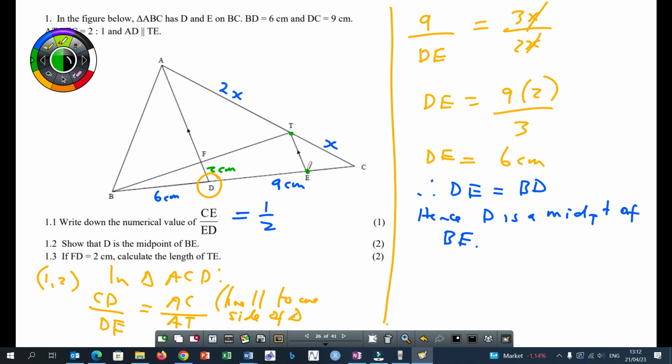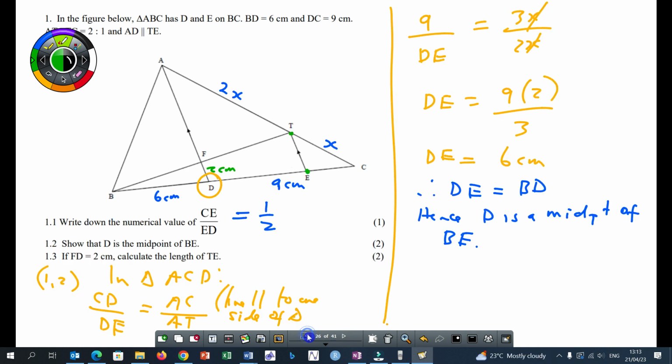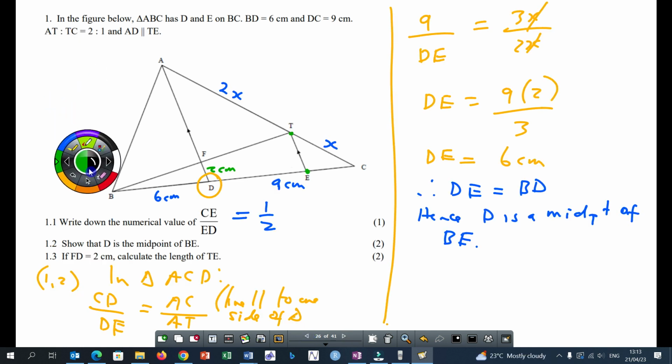Okay, so I'm going to use the midpoint theorem, right? Or rather the converse of it actually. Because we are told here that AD is parallel to what? To TE. Okay? Based on the converse of the midpoint theorem, I can say FD is half of what? TE. So I'm going to use the converse of the midpoint theorem here. Right? Okay. Let me squeeze it somewhere here at the top.